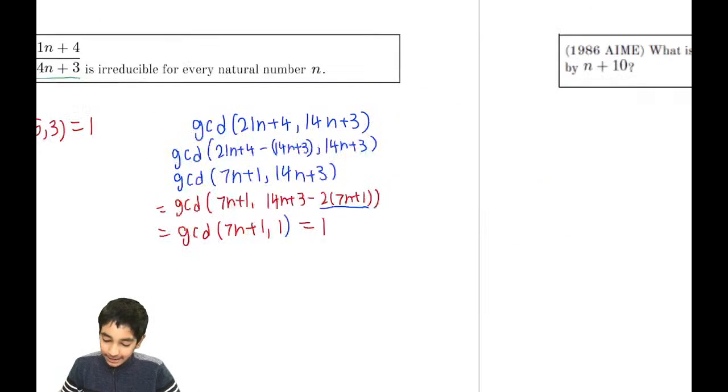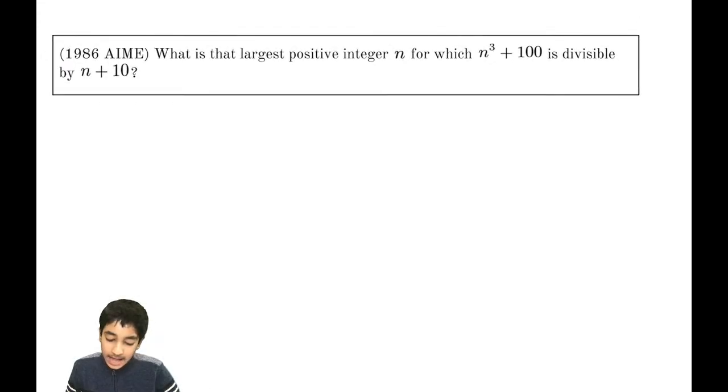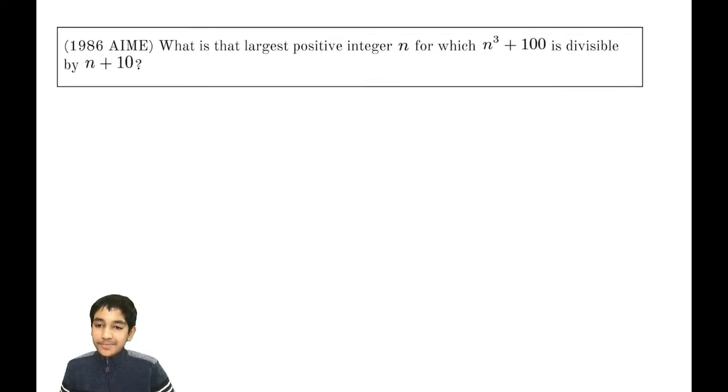Okay, so now let's take a look at our next problem. What is the largest possible value of n for which n cubed plus 100 is divisible by n plus 10? And I'm not going to directly apply the Euclidean algorithm here, but I'm going to use a variant, something very similar. So I'll give you some time to try this problem on your own.